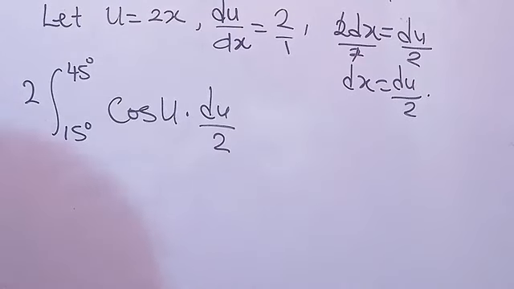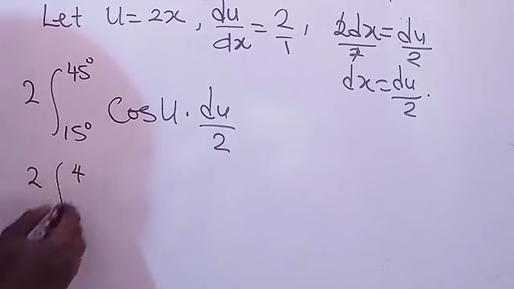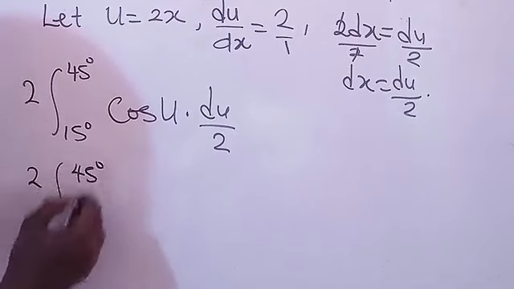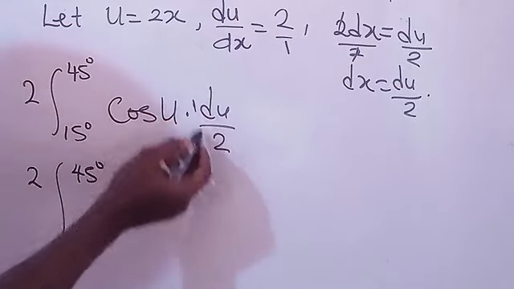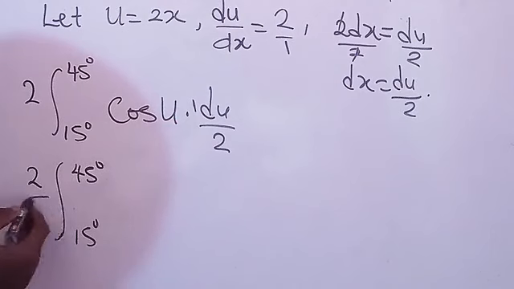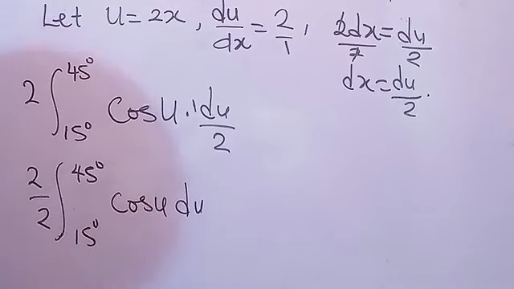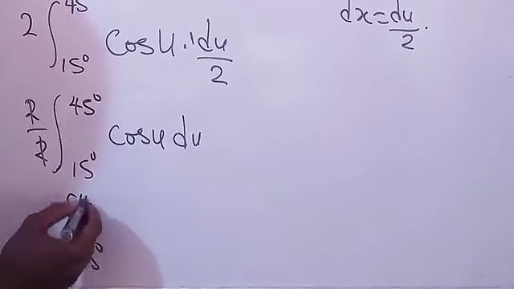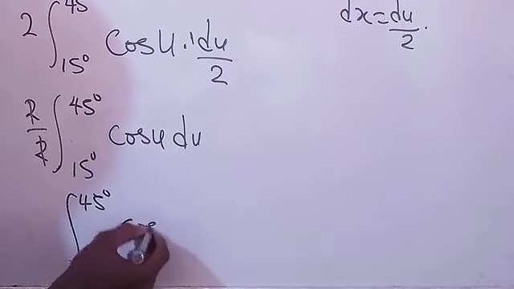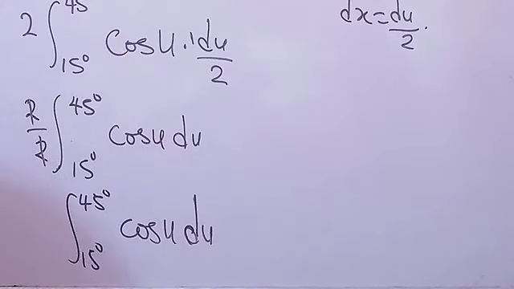Now from here, you can see that we have 2 into the integral from 15 degrees to 45 degrees. So now this is like half. We can bring out the half here, because it's also a constant. We have 2 over 2, cos u, then du. So now you see that we cancel these 2 here. So we're going to have the integral of 15 degrees to 45 degrees of cos u du.